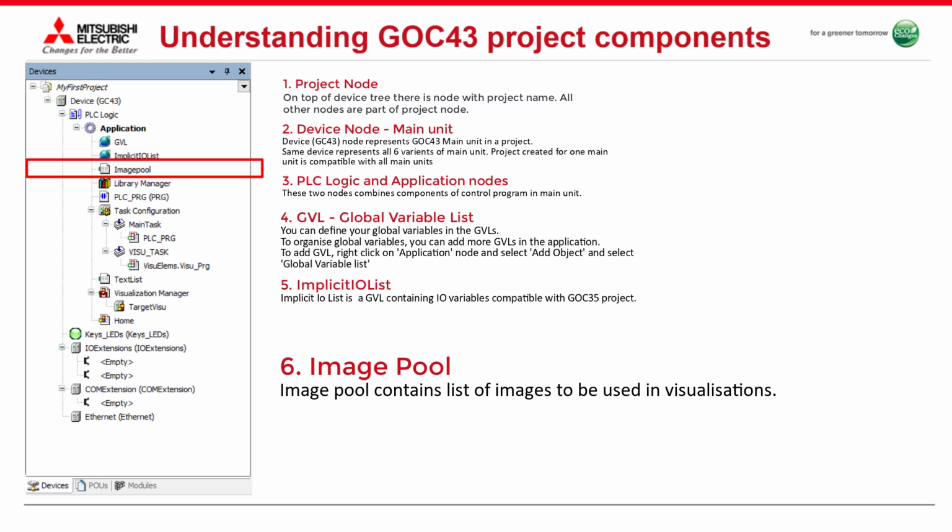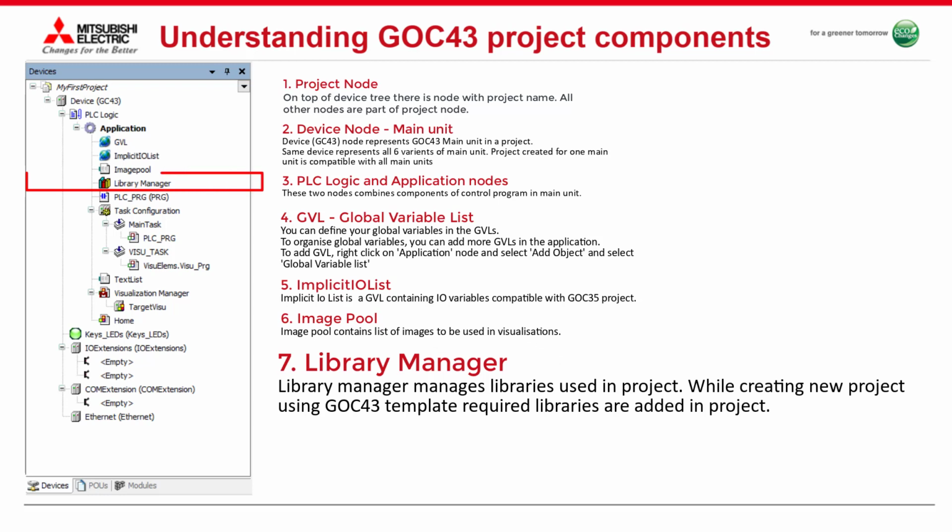Image pool is table of image files used in visualizations in project. To use any image in visualization, first we need to add them in image pool. You can organize images in project by adding multiple image pools. To add additional image pool, right-click on Application Node, and select Add Object, and select Image Pool. Library Manager manages libraries used in project. Necessary libraries are added while creating a new project using GOC43 project template.